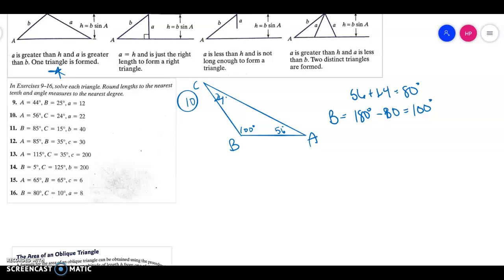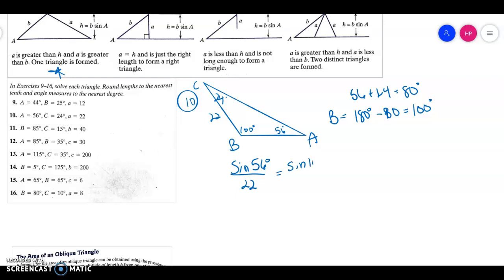So side A is opposite angle A. So my little a is my 22 over here. So it is important to use what I have. Because I have the 56 degrees and the corresponding side A, I have the sine of 56 divided by the given A, which was 22. I then can use either of the others first.